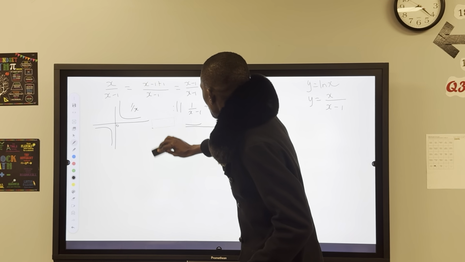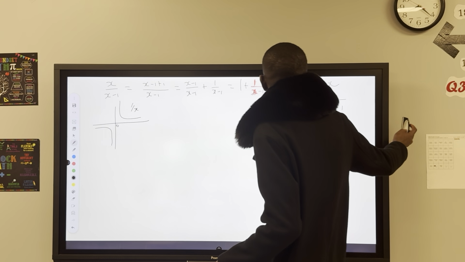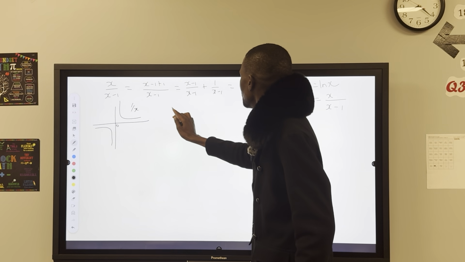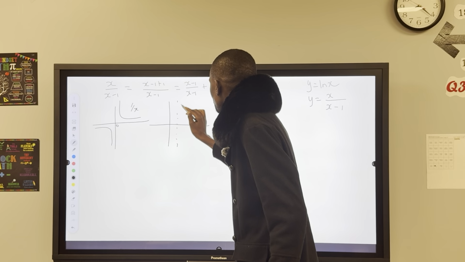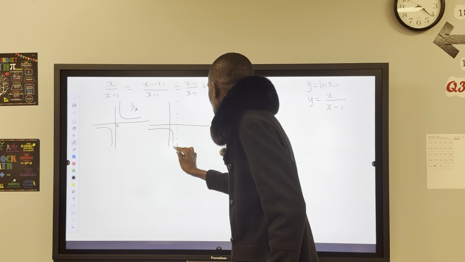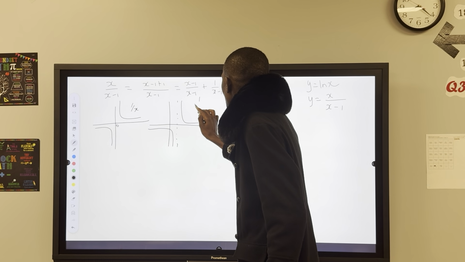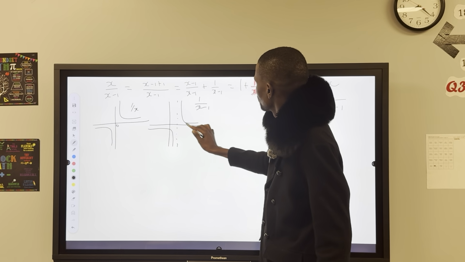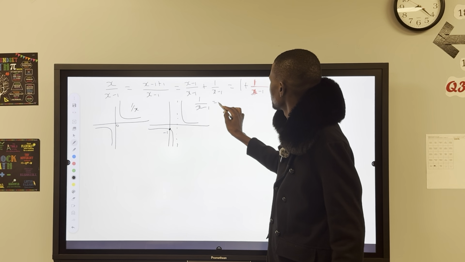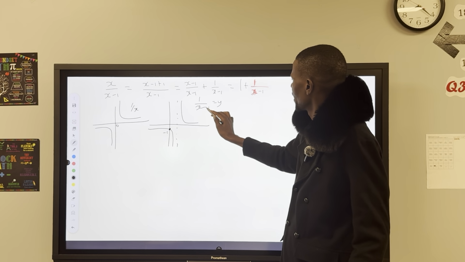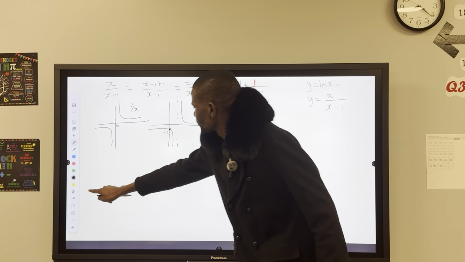I'm supposed to shift 1 unit to the right here. Okay, I'm moving 1 unit to the right. So whatever was happening there will now take place at this point, such that we have this, we have that. So it's now 1 over x minus 1. So y will be negative 1. Remember, when x is 0, it's 1 over negative 1, right?